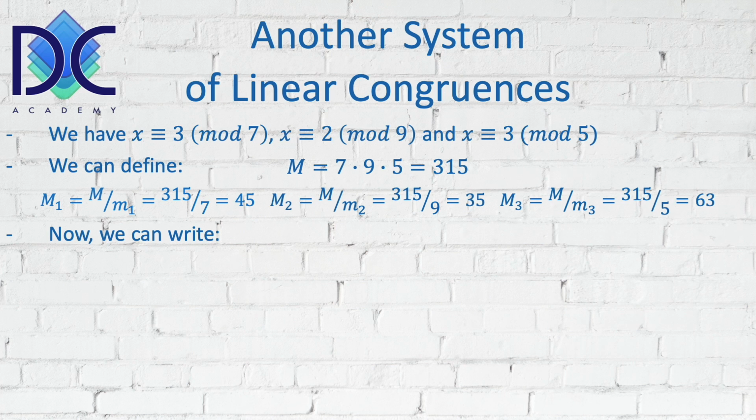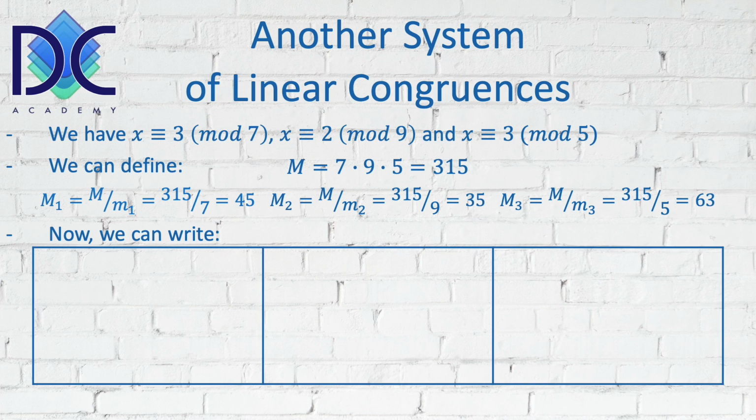We can do the same for another system of linear congruences. Now we have x is congruent with 3 modulus 7. X is congruent with 2 modulus 9, and x is congruent with 3 modulus 5. Based on this, we can define that capital M is 7 times 9 times 5, which is 315. So we can say that capital M index 1 is equal to 45. Capital M index 2 is 35. And capital M3 is equal to 63. And we can write the different congruences.